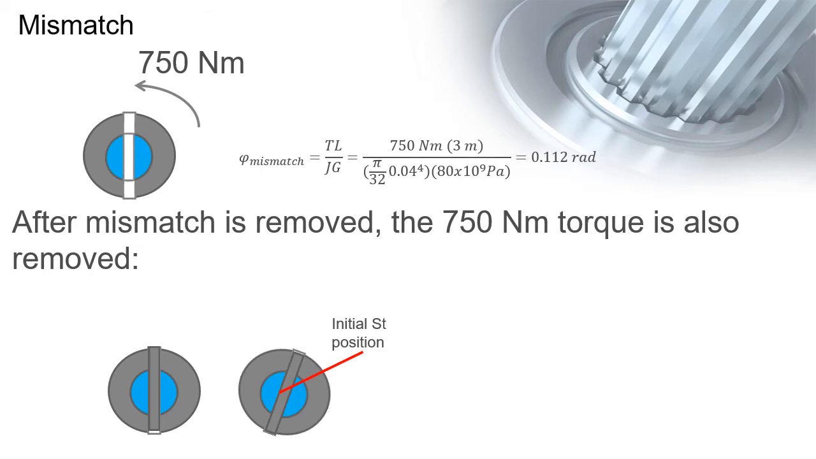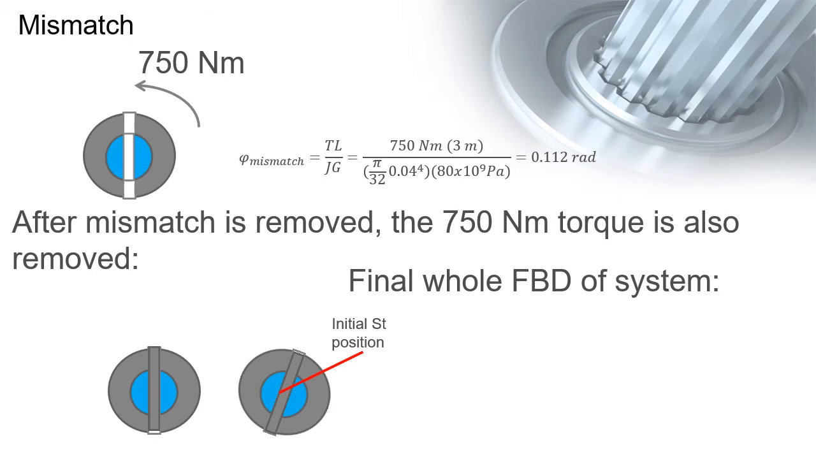As the steel shaft twists back, it also brings the aluminum shaft along with the twisting. Actually, what hinders the steel shaft to twist back to its initial position is the aluminum shaft. Now, since we are interested in the torque felt by both shafts after the 750 Newton meter torque is removed, let's look at the free body diagram of the shafts.